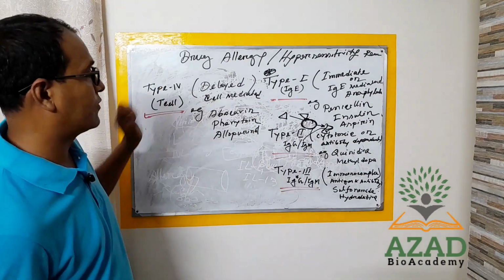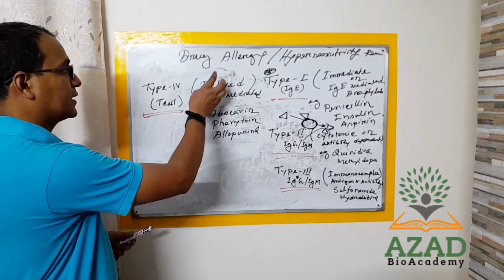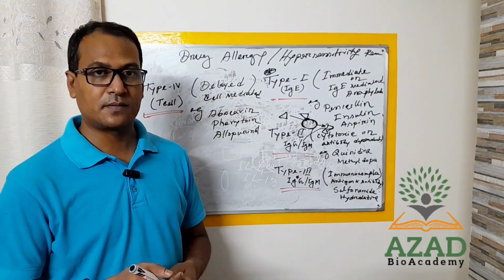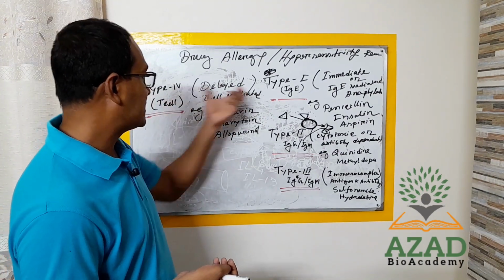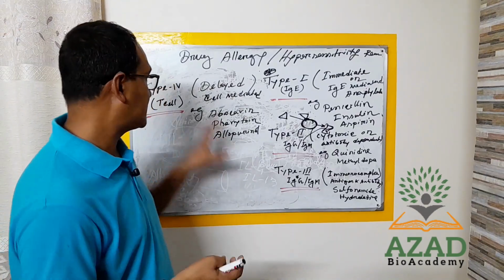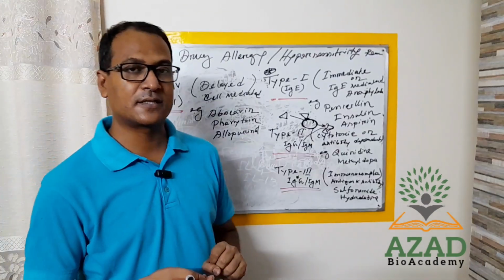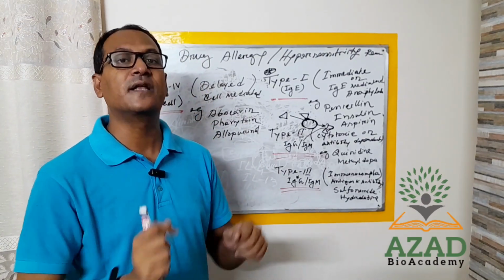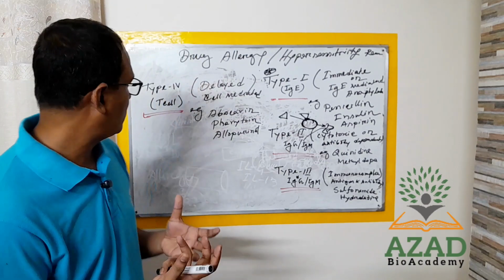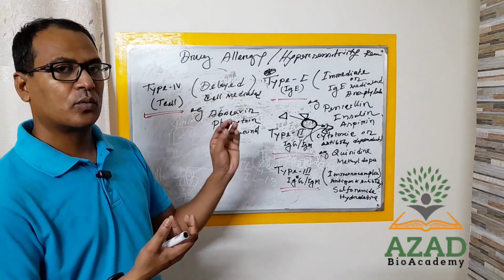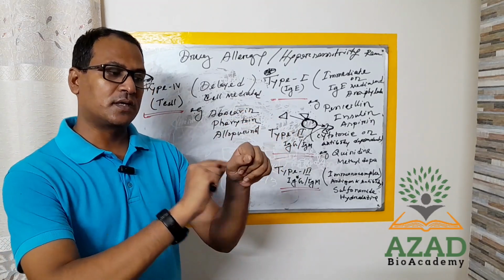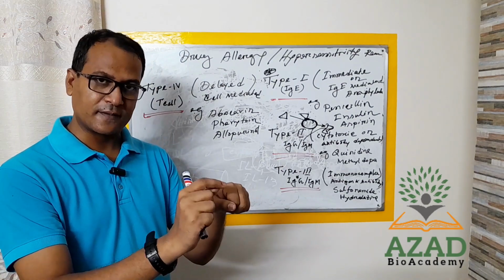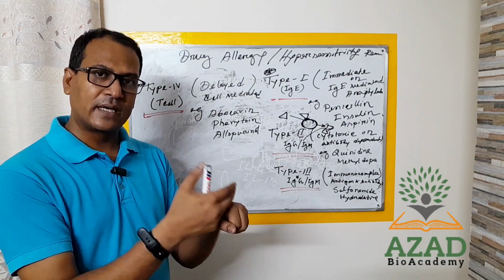And the last one is type 4. Type 4, you can also say the delayed hypersensitivity reaction. Also you can say the cell mediated hypersensitivity reaction. Also you can say T cell mediated hypersensitivity reaction, and this hypersensitivity reaction basically happens within the skin. Okay, so what will happen here? The drug will be deposited on the tissues, or skin tissues, basically skin.